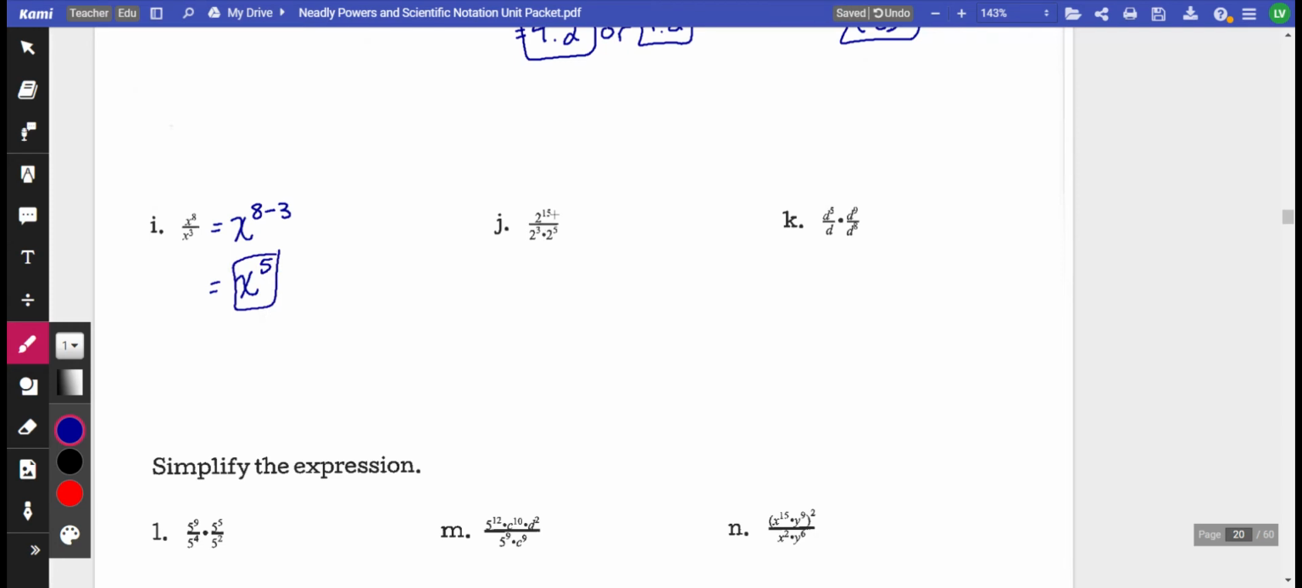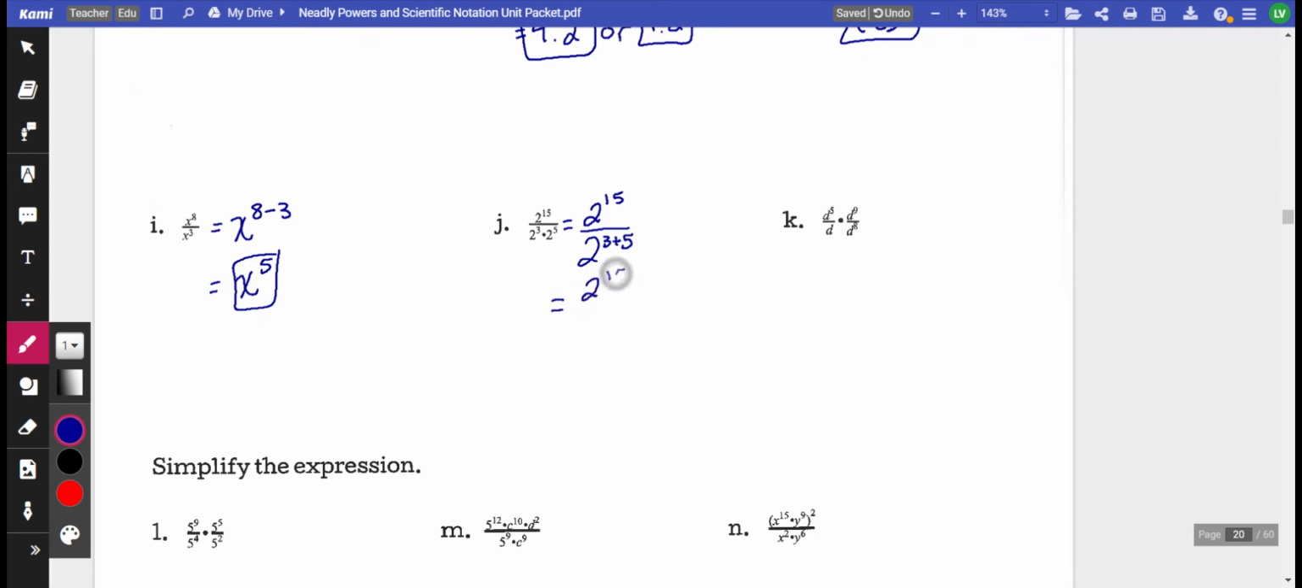All right, letter J, 2 to the 15th divided by 2 to the 3rd times 2 to the 5th. Well, this is a multi-step expression. So I don't have anything to simplify in the numerator right now, so I'm just going to say 2 to the 15th divided by the denominator 2 to the 3rd times 2 to the 5th. I keep the base of 2 and I add the exponents of 3 plus 5. And that's because I'm multiplying those.